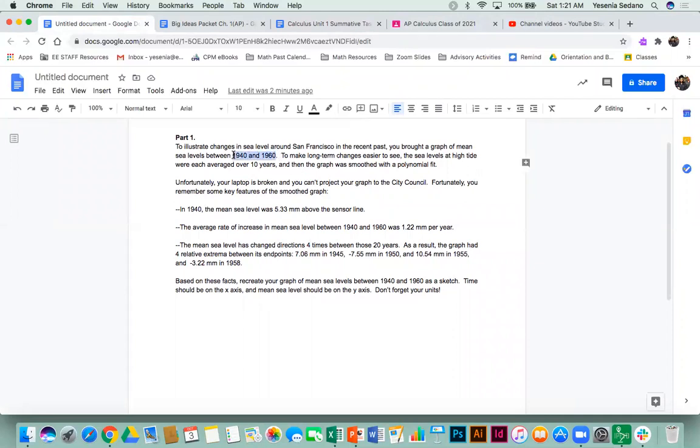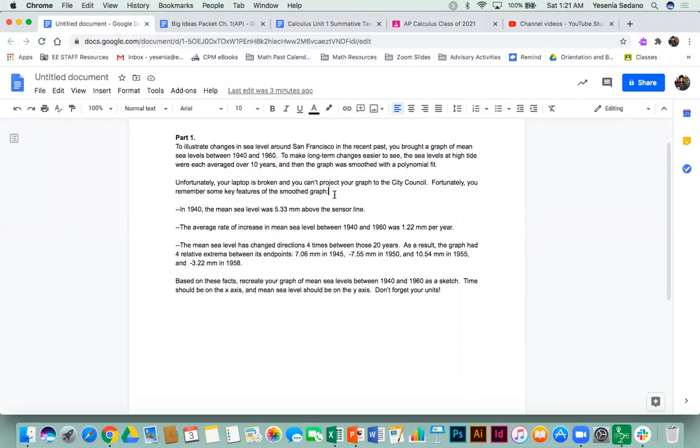Instead, I'm having my graph of sea levels be from 1940 to 1960. Again, we're trying to recreate the polynomial fit. Basically, that means we're trying to create a smooth data graph. This right here, the 10 years being averaged, doesn't tell us much other than the fact that we're using a polynomial fit. Unfortunately, your laptop is broken and you can't project your graph to the city council, right? So again, this is our goal.